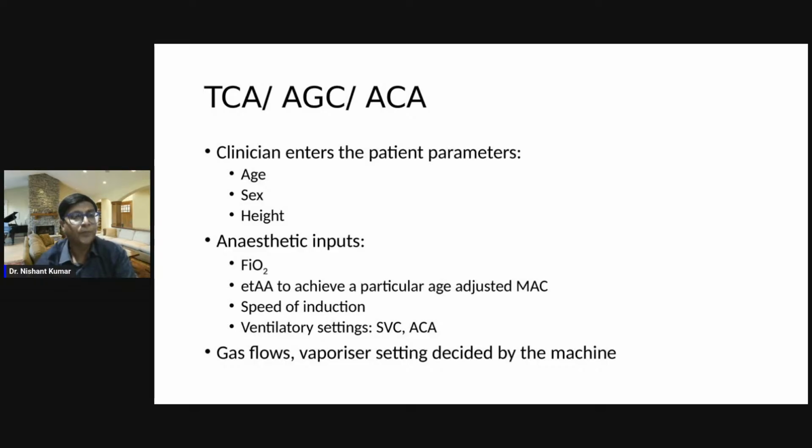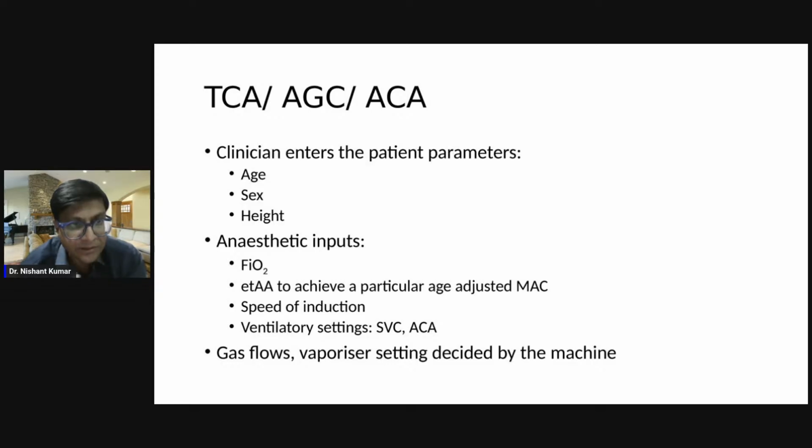Then the speed of induction. The machine will show how much time it will take to achieve that particular end tidal anesthetic concentration for a particular flow. Now, this can be set manually or this can be left on the machine. You can just set the time that I want this much end tidal anesthetic concentration to be achieved in this much time. So that way you can also set in how much time, at what level, at what flows the induction should occur, at what concentration of the vaporizer the MAC would be achieved.